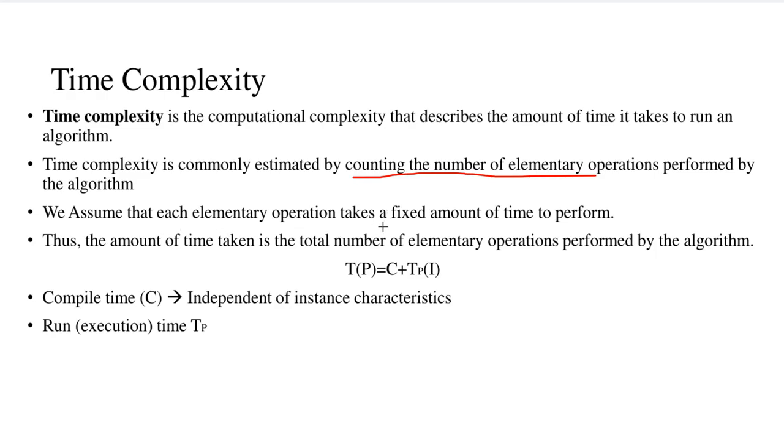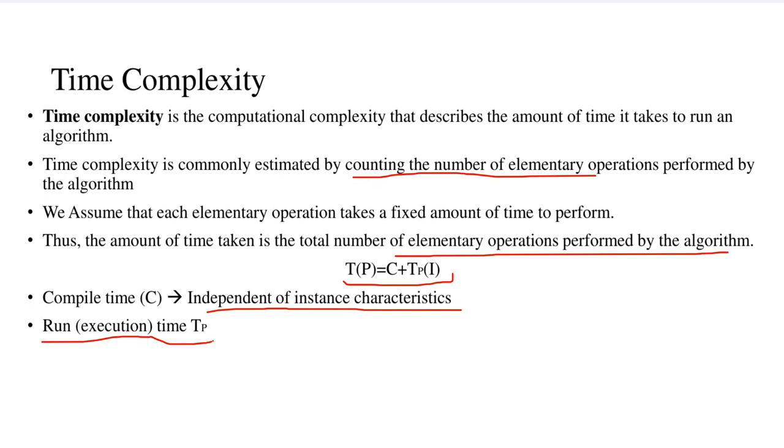Assume that each elementary operation takes a fixed amount of time to perform. Thus the amount of time taken, or total number of elementary operations performed by the algorithm, is T(P) = C + Tp(I). Again, I is the instance; C is the compile time, independent of instance characteristics, and total run or execution time is Tp. So that is based on the instance.